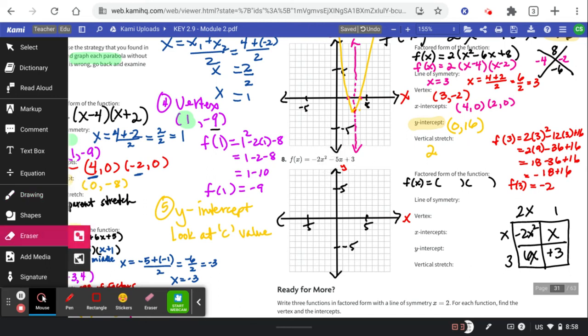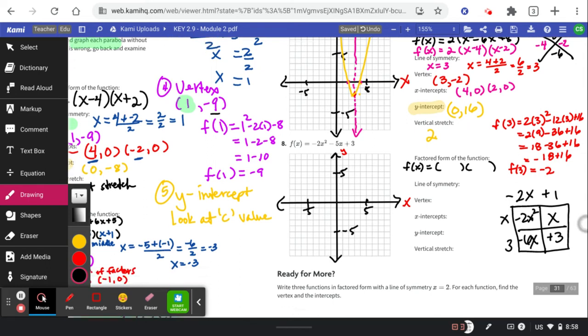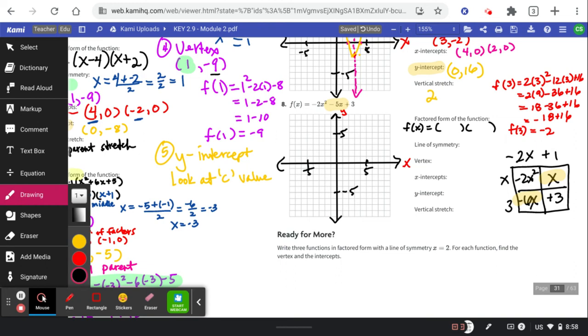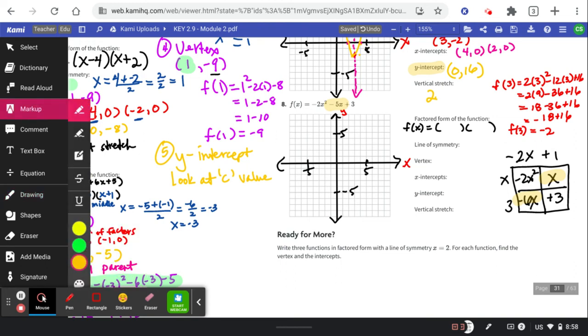We want it to be negative. So what if we put a negative here? Negative 2 times 3, that's going to make this negative 6x. 1 times 3 is positive. Okay, that works out. 6x plus 1x, that's going to make my negative 5x middle term. So here's my two factors: x plus 3 and negative 2x plus 1.